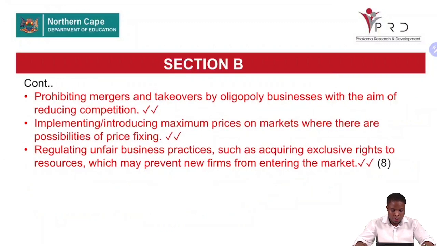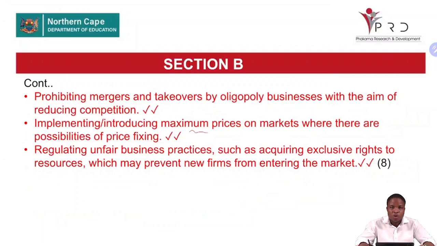Right, to continue, prohibiting mergers and takeovers by oligopoly businesses with the aim of reducing competition. Right, so takeovers and mergers can be prohibited if they want to reduce competition. Implementing or introducing maximum prices on markets where there is a possibility of price fixing. So if they try to do price fixing, government can create what they call maximum prices, which is a price below the equilibrium position.